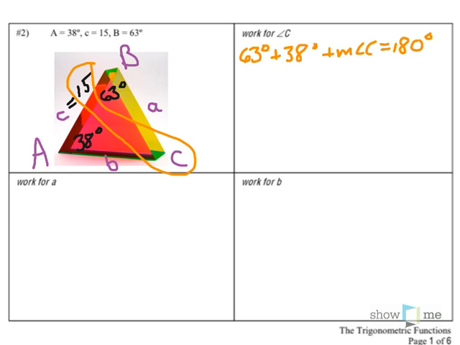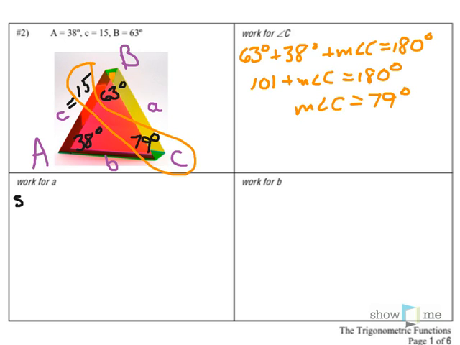63 plus 38 is 101. Therefore, the measure of angle C is 79 degrees. So we actually can use law of sines because we do have an angle and the side opposite that angle. To find A and B, we're going to start both of those out the same way.